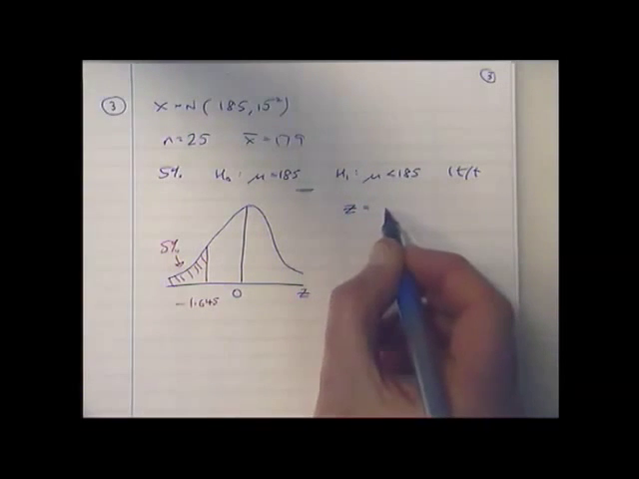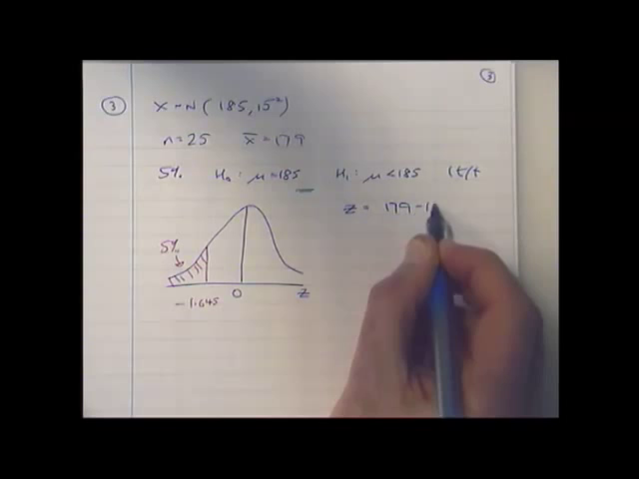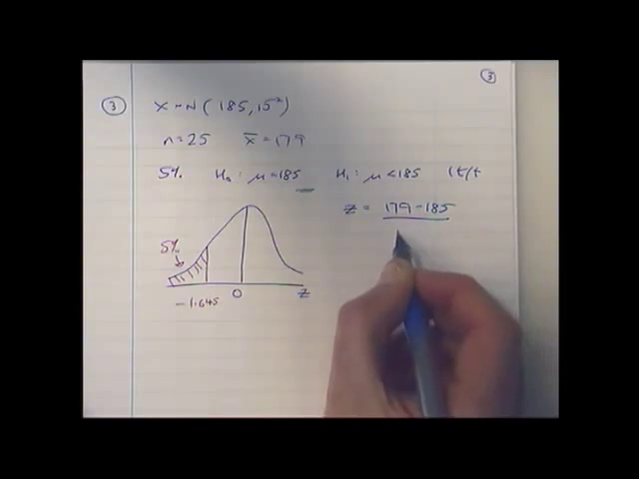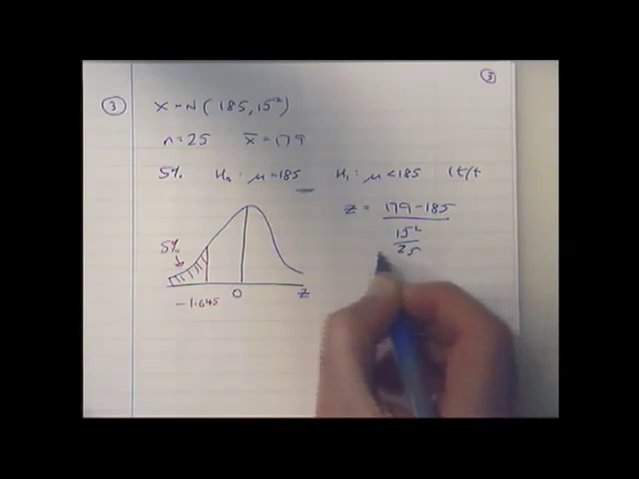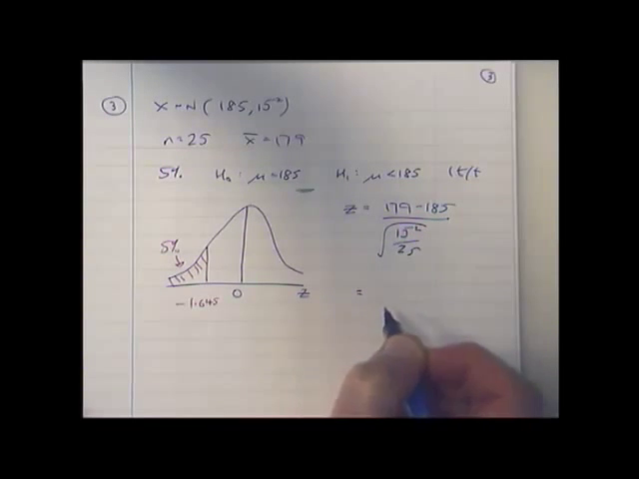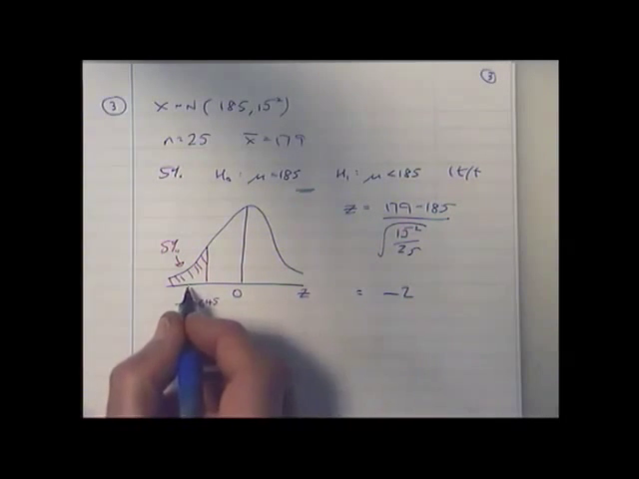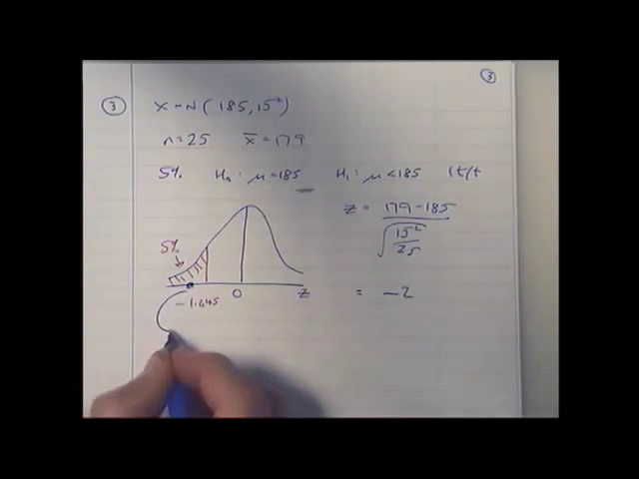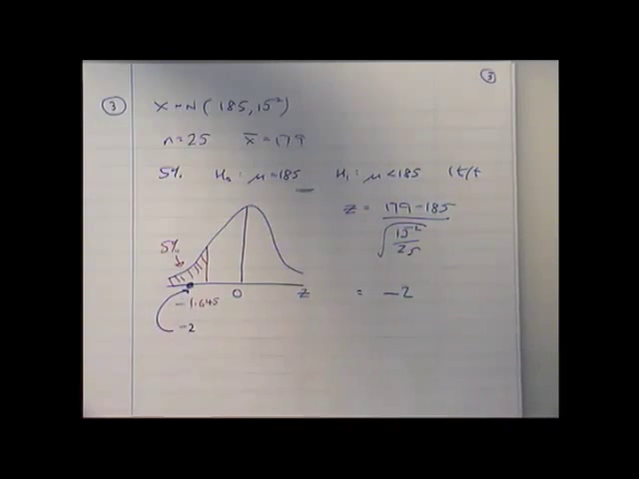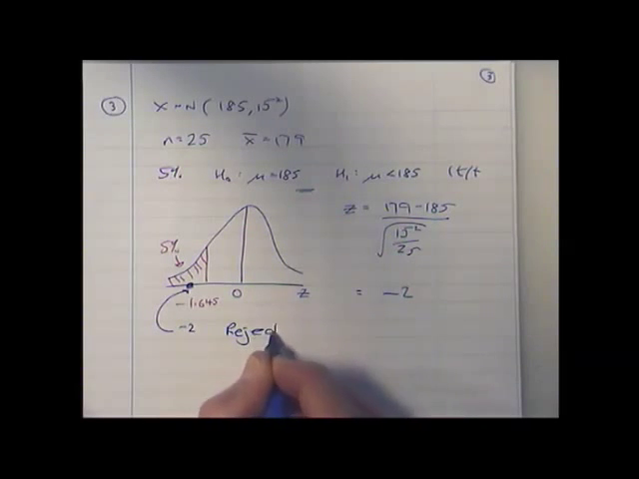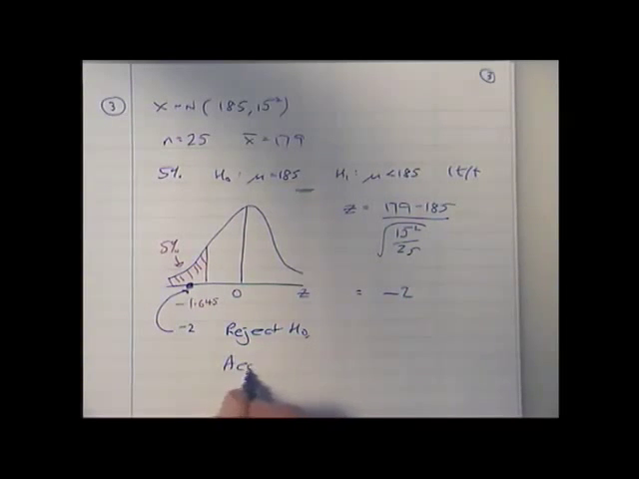We work out our Z: our sample mean minus our population mean, over the square root of our variance divided by our sample size. Somebody's probably worked it out already, or not, but is doing it now. I hear tapping. Minus 2. Okay. Minus 2 is here. That's where minus 2 is. In the critical region. So we reject H0 and accept H1.